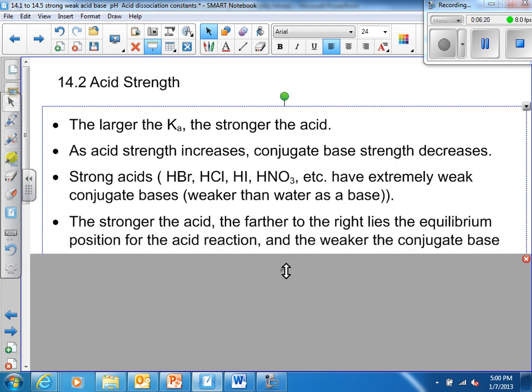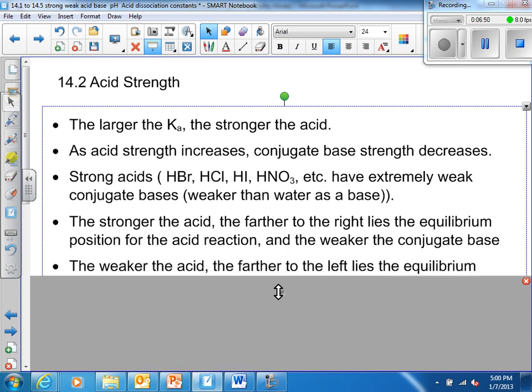Okay. So if we have a really strong acid, that means the equilibrium lies to the right. So the stronger the acid is, the farther to the right lies the equilibrium position for the acid reaction, and the weaker the conjugate base is. So as acid strength gets stronger, conjugate base strength gets weaker. We said that already up here. We're just repeating it. It's a very important note. Make a little highlight on this: conjugate base strength decreases as acid strength increases.